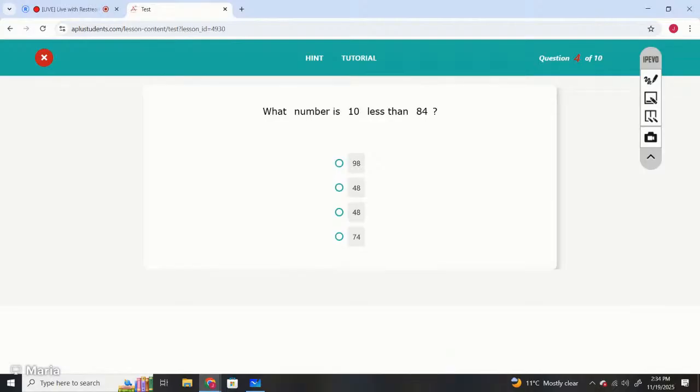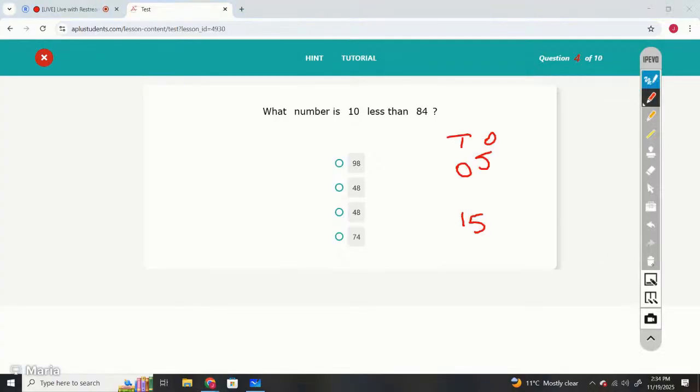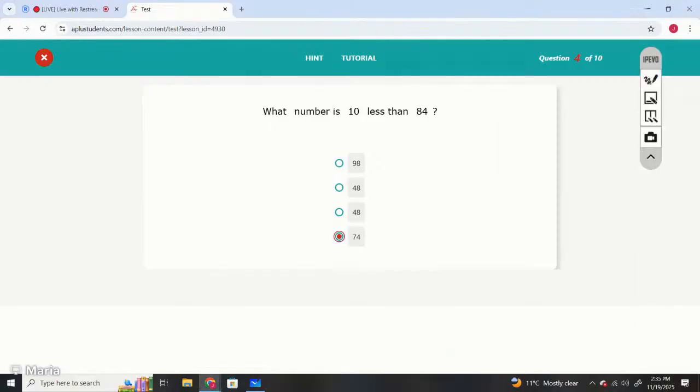What number is 10 less than 84? So which is the correct option? 10 less than 84. So 8 is the digit at the tens position. So 10 less means you need to subtract 1 from the tens digit. So that is 74. The correct option is 74. Option number 4 is the correct option. Got it? That is 74.